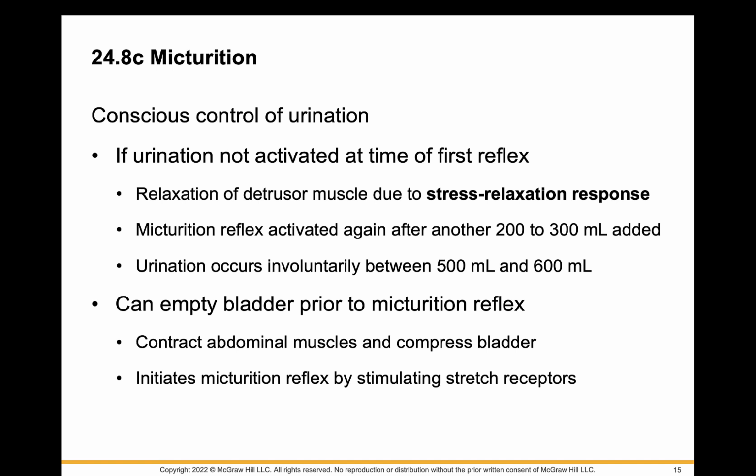If urination is not activated at the time of the first reflex, the detrusor muscle relaxes due to the stress relaxation response, and the micturition reflex is activated again after another 200 to 300 mL is added. Urination occurs involuntarily between volumes of 500 mL and 600 mL. It is possible to empty the bladder prior to the micturition reflex. This is accomplished through contraction of the abdominal muscles and compression of the bladder. It actually initiates the micturition reflex by stimulating stretch receptors.